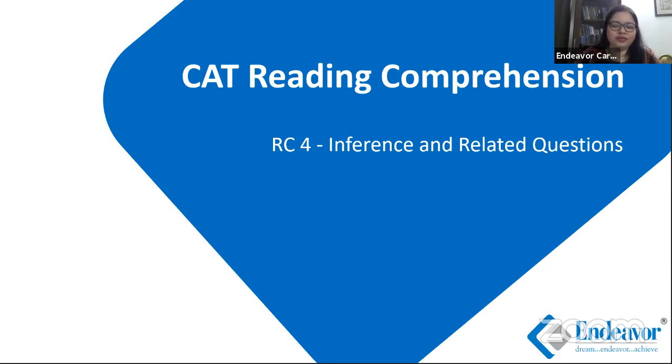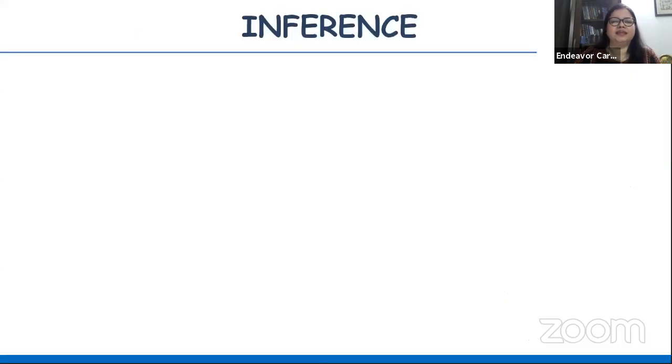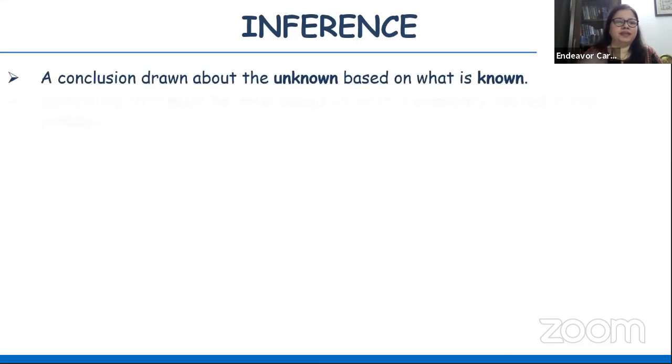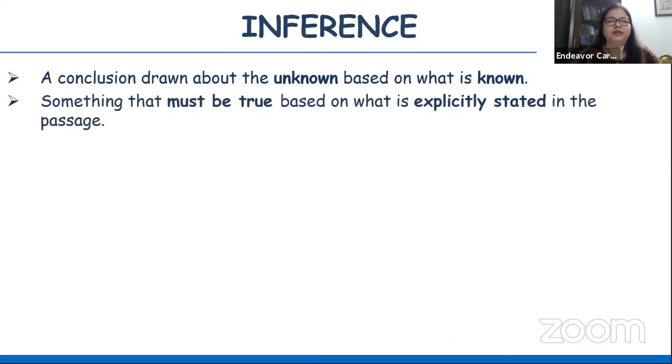Just a few statements for us to warm up our mind and start relating to what inferences are. Here is your first screen. What we just mentioned a while ago: something that must be true based on what is explicitly stated in the passage, or a conclusion drawn about the unknown on the basis of what is known. So what is known is the given data. What is unknown is that conclusion that we draw, correct?